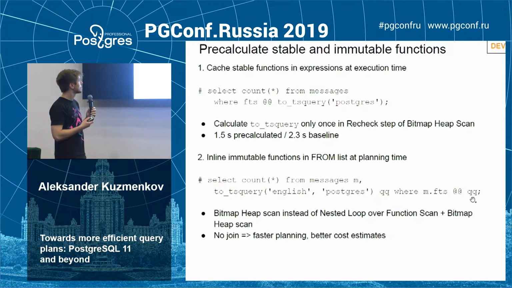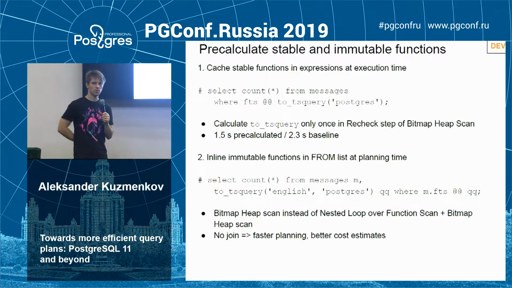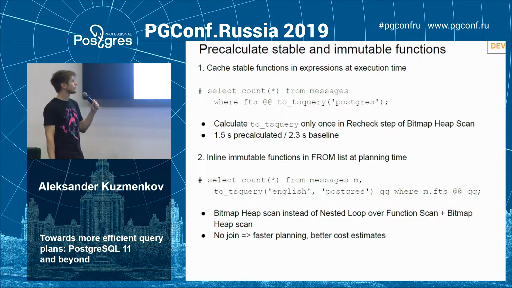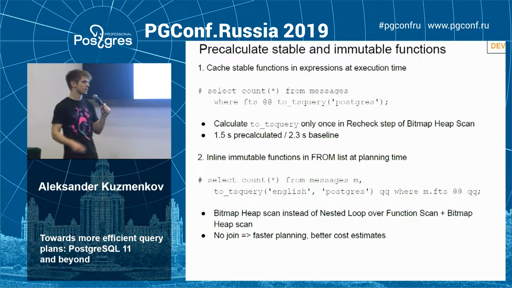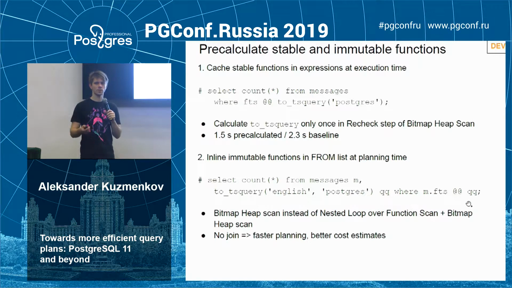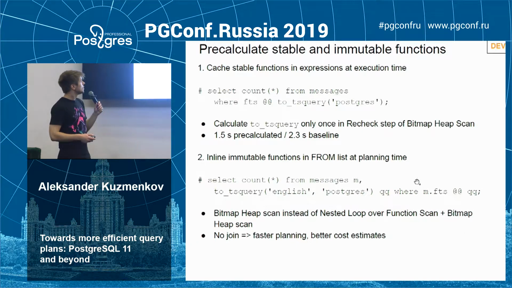And finally, a couple of interesting patches that optimize function pre-calculating. Let's have a look at a couple of examples using full text search. So we have to_tsquery that converts our query into something suitable for indexing. And this function has two options. The first one is with one argument, where we have the query itself. It is stable.